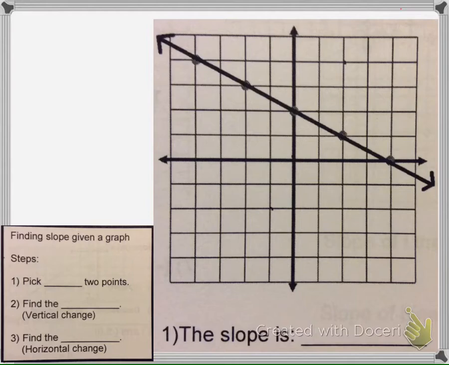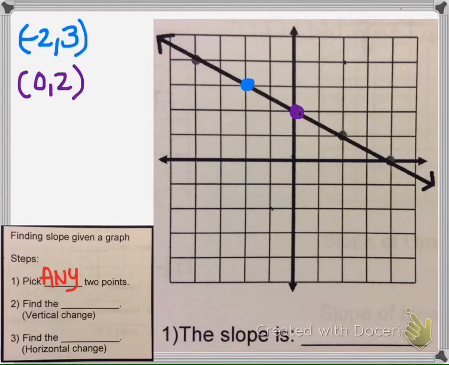So the first step is you need to pick any 2 points. So we're going to go to our graph, and for the purpose of this, let's all pick the point -2, 3. So go ahead and highlight that so you see the point we're picking. And then let's also pick this point, the vertical intercept, 0, 2.